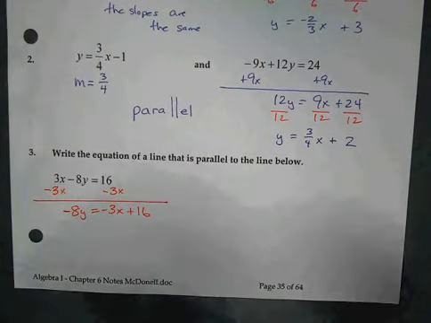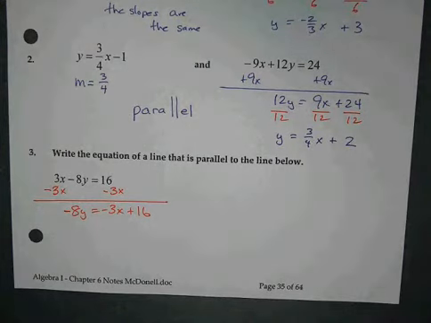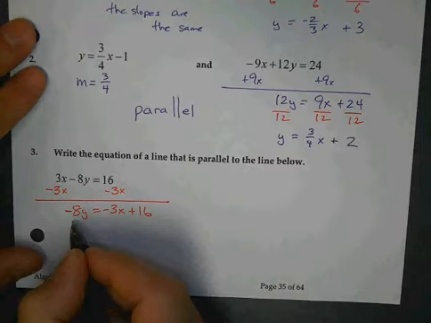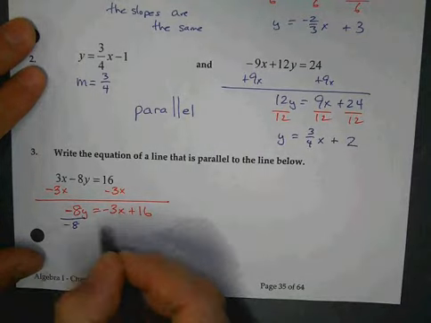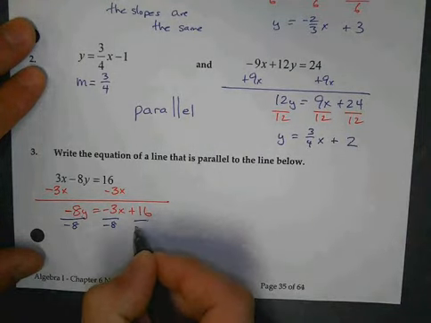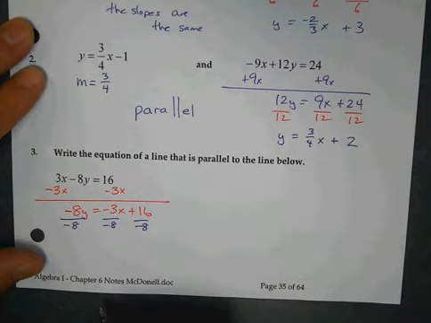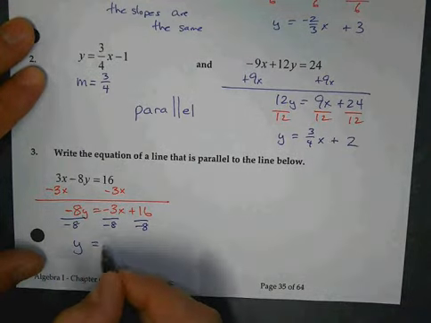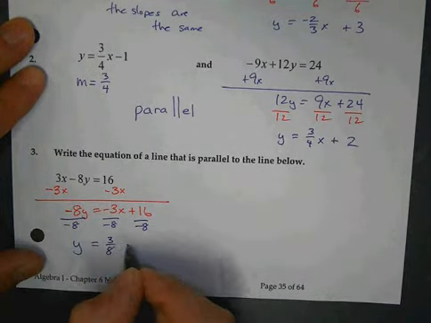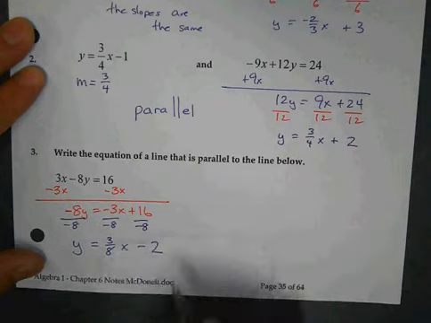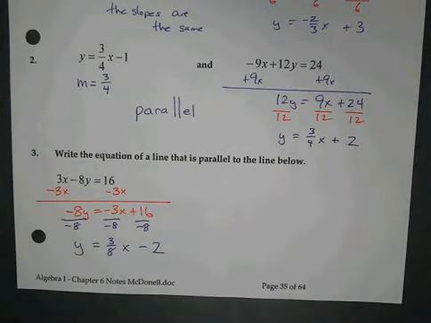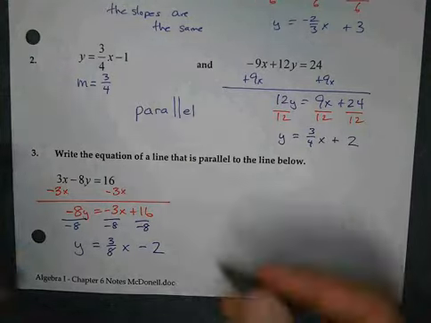Now, how do I get the y by itself? Taylor, what do I do? Okay, divide everything by negative 8. Notice I'm dividing all three. So my equation is y equals 3/8 x minus 2. What is the slope of this line? 3/8. So let's put that up here. m equals 3/8.